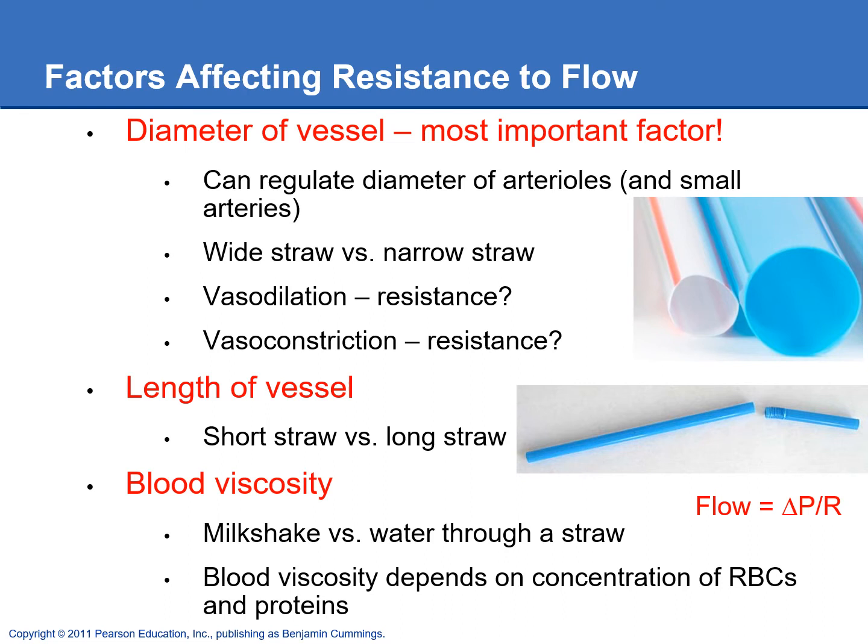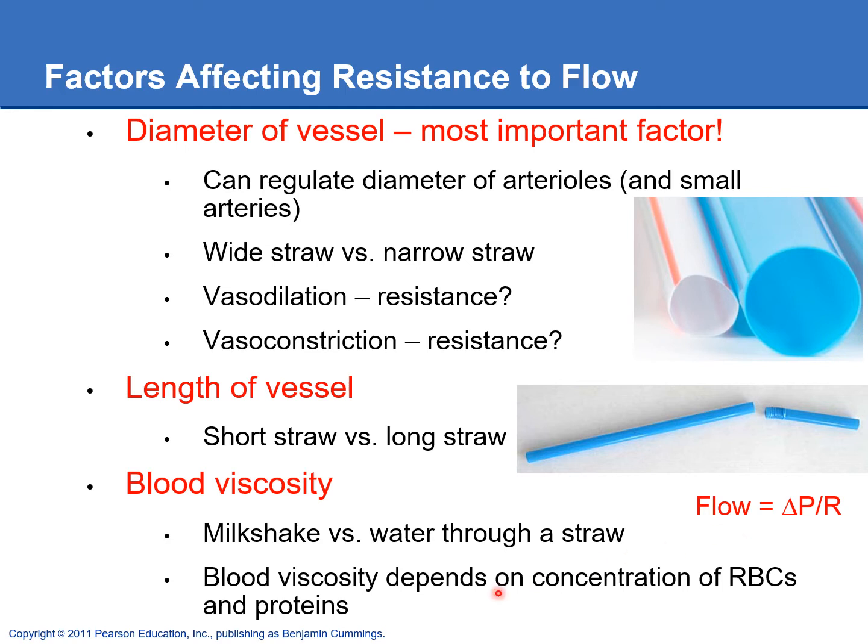The last factor that affects resistance to blood flow is blood viscosity. Viscosity is just talking about the thickness of a fluid. So if you think about drinking a milkshake versus water, and let's say that your straw is the same diameter, same length, if you go to take a drink, you're going to get more drink through the water than you would through the milkshake. So the milkshake has a higher viscosity, it's thicker, there's more friction in the milkshake, so it's not going to flow as much. So the higher the blood viscosity, the higher the resistance, and that would mean there's less flow.